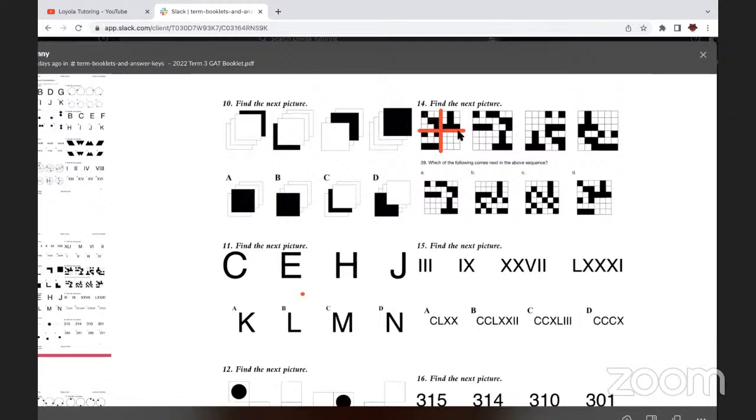So if you break it into quadrants, you can see how in each of the images, they're moving across. So the T shape starts off here in the top right, then it goes to the bottom right, then it goes to the bottom left, then it goes to the top right. So what happens next is it goes back to the top right, and it looks just like the first image. So the answer is D.